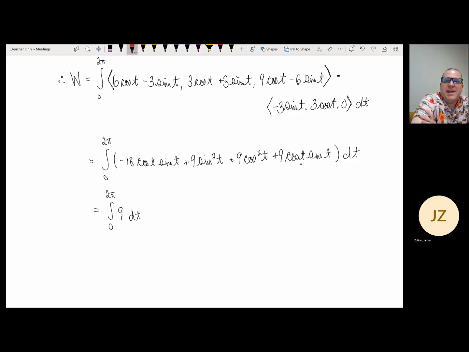First off, these are going to simplify down to -9 cosine sine, which would be a u sub, right? You could let u be either sine or cosine, doesn't matter. But no matter which one you choose, we're integrating over one full period of it. So both those terms are going to integrate out to 0. Then you're just left with 9 sine squared plus 9 cosine squared, which is 9. You get 18 pi.